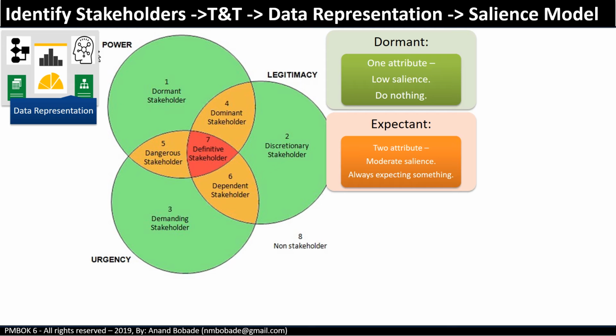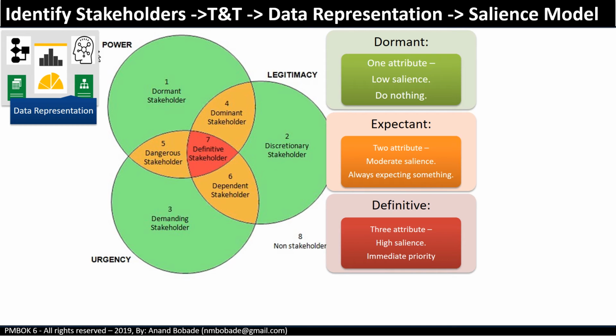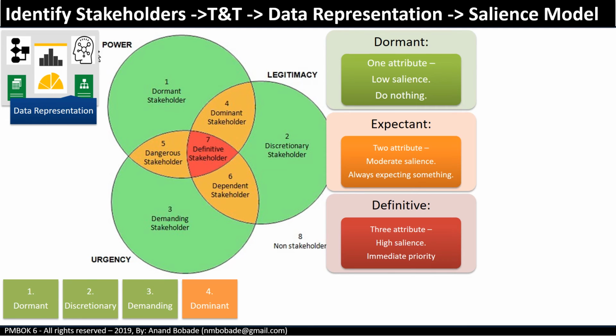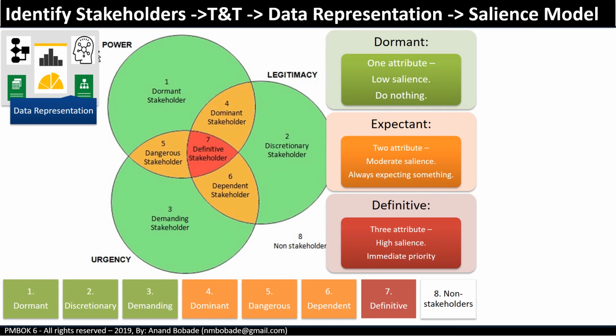And the third category is the definitive stakeholder, the most important area in the model. You can see it highlighted in red in the middle. This is where power, legitimacy, and urgency converge. It is the most critical category of stakeholder, which is always to be kept informed, satisfied, and involved throughout the project lifecycle. Overall, there are 8 categories: dormant, discretionary, demanding, dominant, dangerous, dependent, definitive, and non-stakeholder.